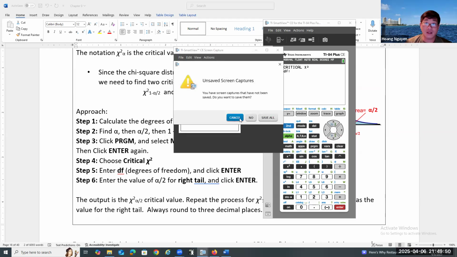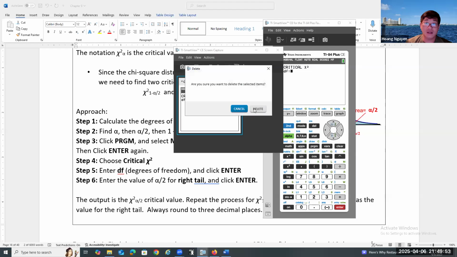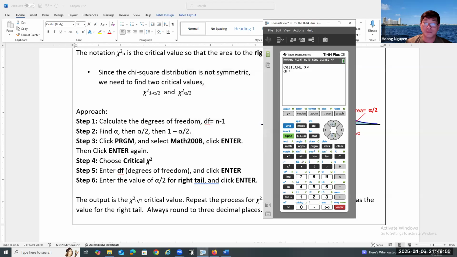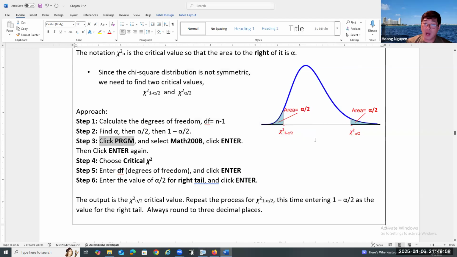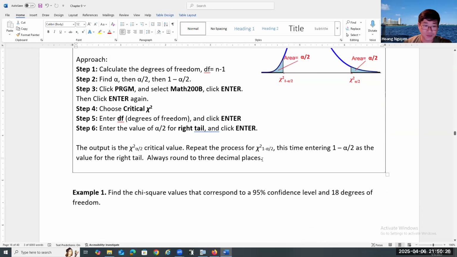Cancel, delete that. And then you repeat the program one more time so we can find the second critical value, which is the chi-square of 1 minus alpha over 2. So we're going to use the program Math 200B to get the answer for the two critical values of the chi-square distribution. Now let's give it a try with the first practice question, finding the two critical values, chi-square of alpha over 2 and chi-square of 1 minus alpha over 2.